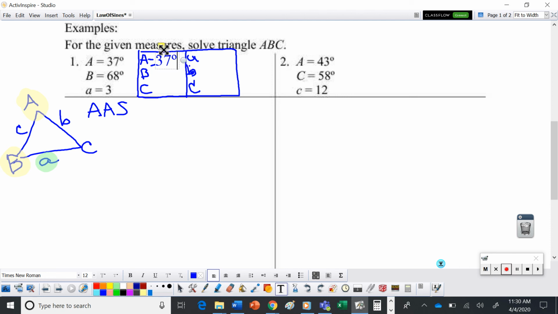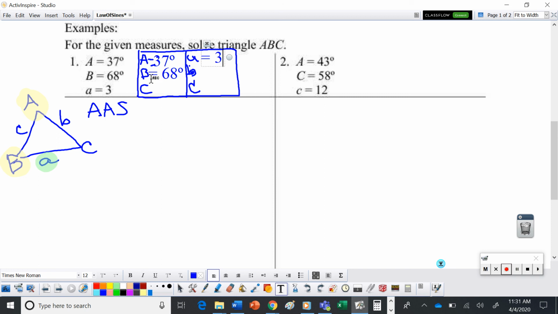Okay, angle B is 68 degrees. And angle C is as yet unknown. Side A we have as 3, and the other two sides we still need to find.